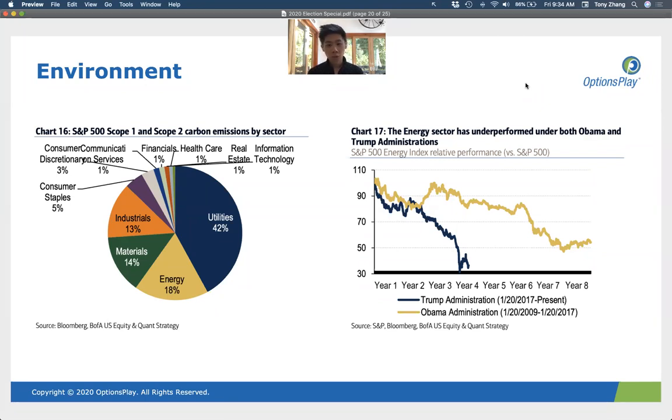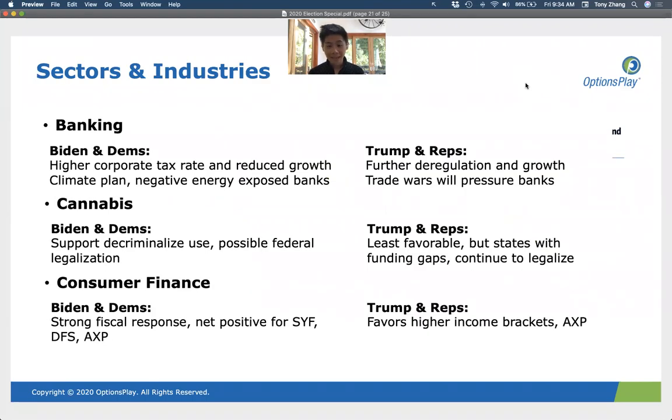Those are the big issues. But let's take a look at individual sectors. What I've highlighted here are some of the individual sectors and industries that have a fairly large variance between the possible outcomes of this election.